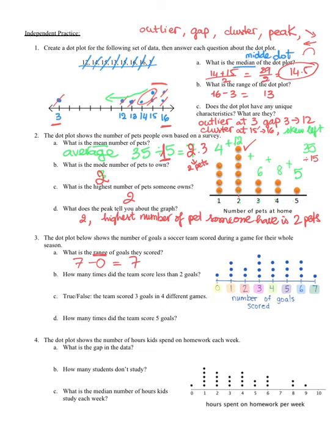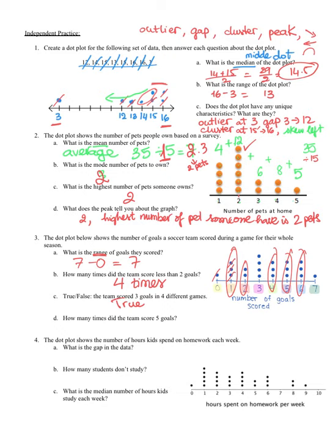How many times did the team score less than 2 goals? This is 2, but less than 2 will be 1, 2, 3, 4. So 4 times that they scored less than 2 goals. True or false? The team scored 3 goals in 4 different games. Let's see. They did 3 right here, 3 right here, 3 right here, and 3 right here. So the answer is true.